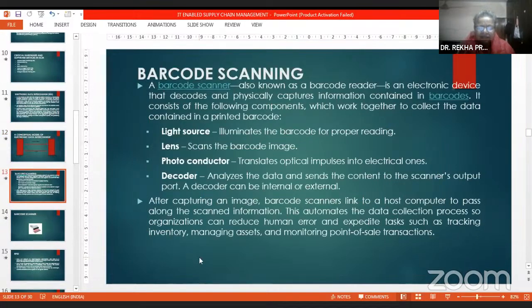So next is your barcoding. Like barcoding, all of you are familiar with barcoding. When you go to any shop today, whatever you purchase, the price is not written there, it is written in a barcode, which only a scanner can read. Barcoding, scanning.